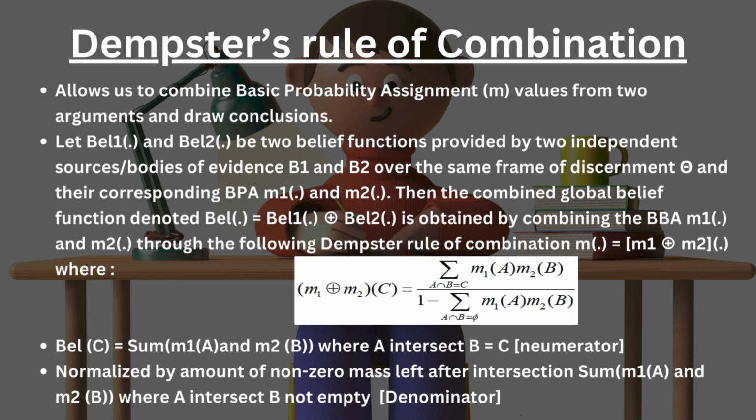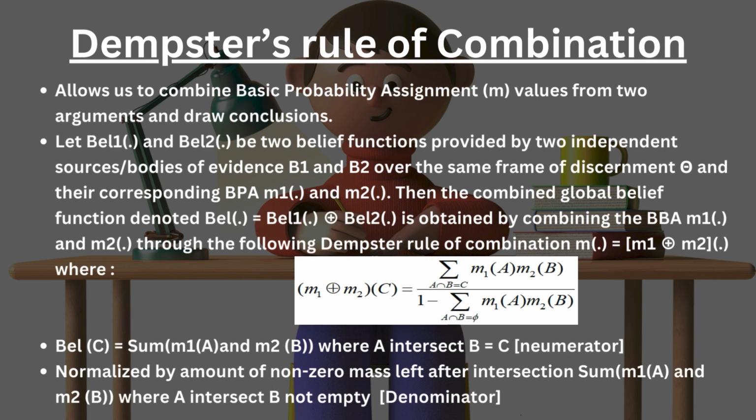Dempster rule of combination is shown in the formula. We will see one example scenario where two independent sources provide evidence about the color of a car. So, belief in red is equal to the summation of M1 for A and M2 for B, where A intersection B is equal to red, normalized by the amount of non-zero mass left after the intersection. Similarly, belief 2 represents similar calculations for the second source also. The combined belief for the color red is calculated using the Dempster Shafer rule of combination.